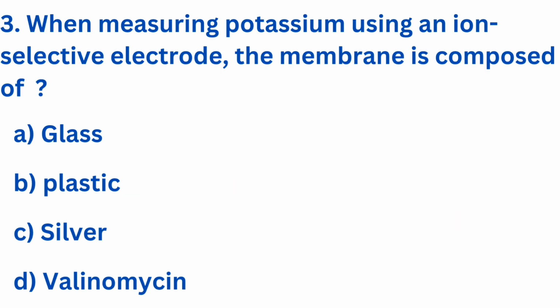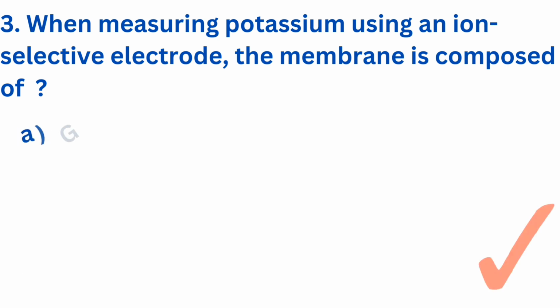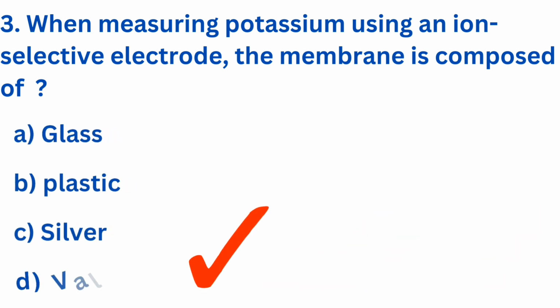Question number 3. When measuring potassium using an ion selective electrode, the membrane is composed of option A, glass, option B, plastic, option C, silver, option D, valinomycin. The right answer is option D, valinomycin.